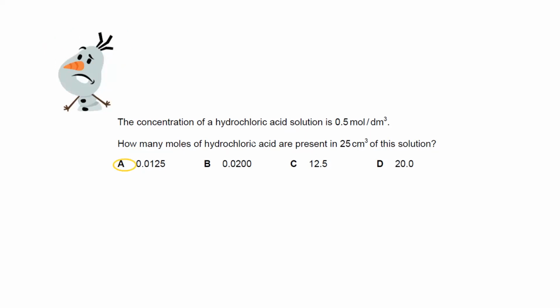According to the second formula, moles is concentration into volume. So concentration is 0.5 and the volume is 25. But again, I said volume should be in dm cube. So divide by 1000, 0.025. So 0.5 multiplied by 0.025, that's A will be the right answer. Is this question clear?